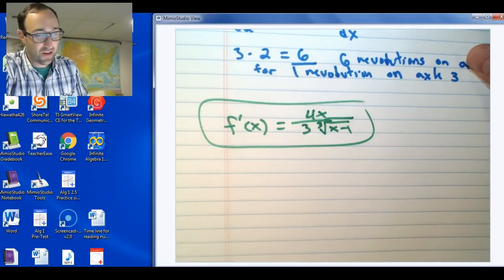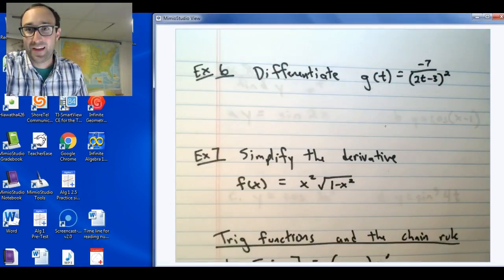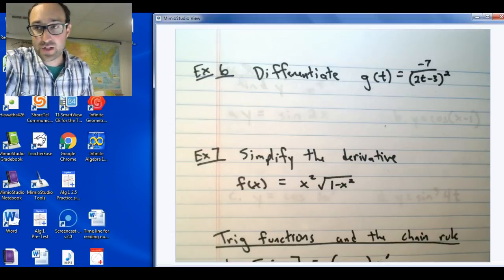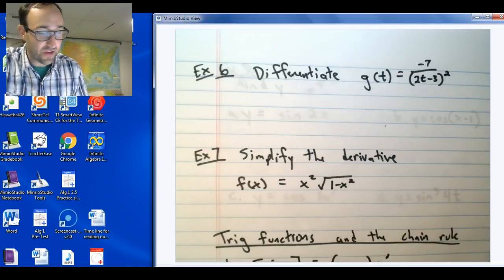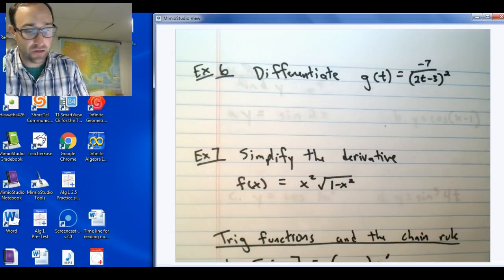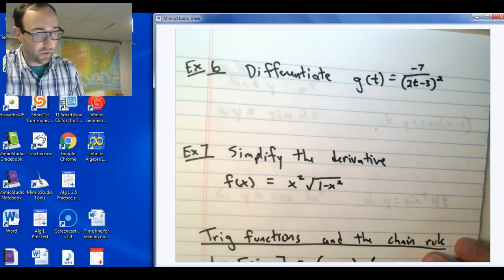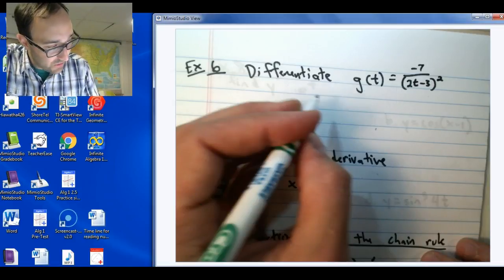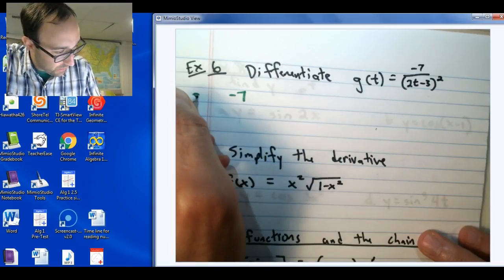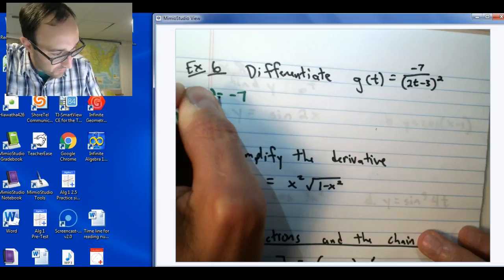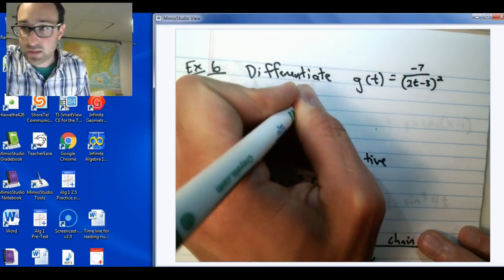Okay, so there is example number 5. Example number 6 says differentiate g of t equals -7 all over (2t minus 3) squared. So what we're going to do here is rewrite this as g of t equals -7 times (2t minus 3) to the -2nd.